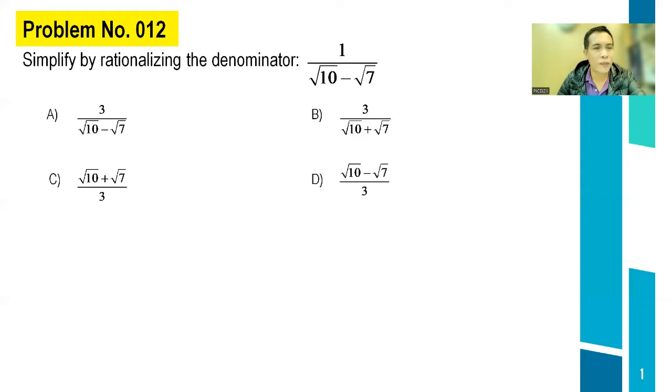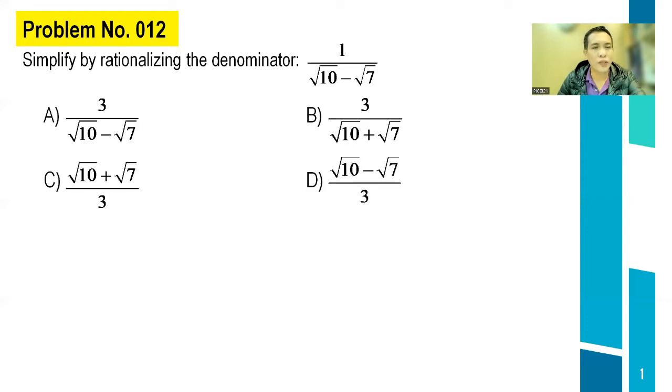Choices are A. 3 over the square root of 10 minus square root of 7. B. 3 over the square root of 10 plus the square root of 7. C. Square root of 10 plus square root of 7 all over 3. D. Square root of 10 minus square root of 7 all over 3.